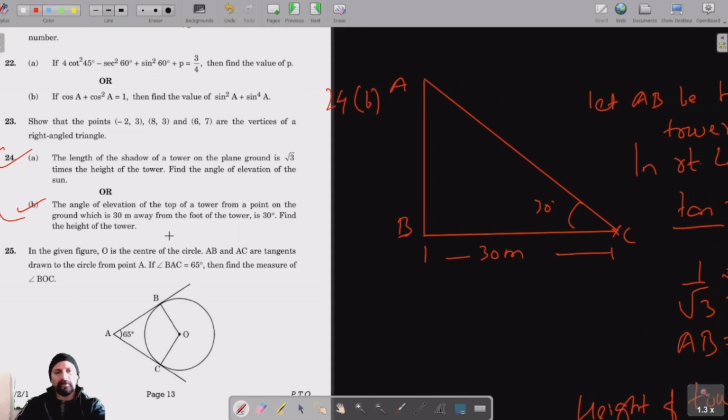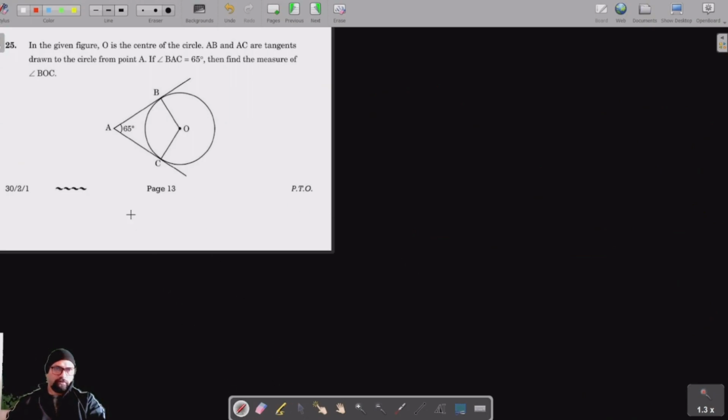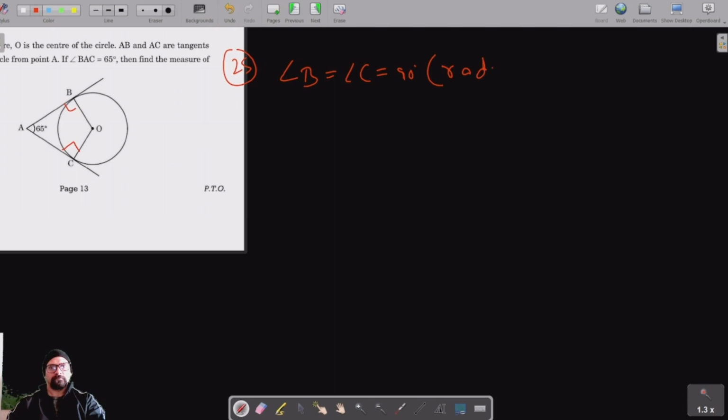Let's move on to question number 25. It's given that O is the center of the circle, and AB and AC are tangents drawn to a circle from point A. So in this figure, angle B is equal to angle C, which is 90 degrees because the radius is perpendicular to the tangent at the point of contact.